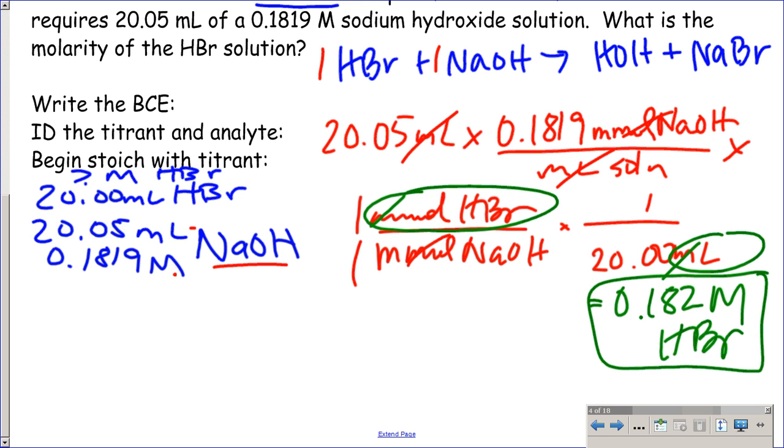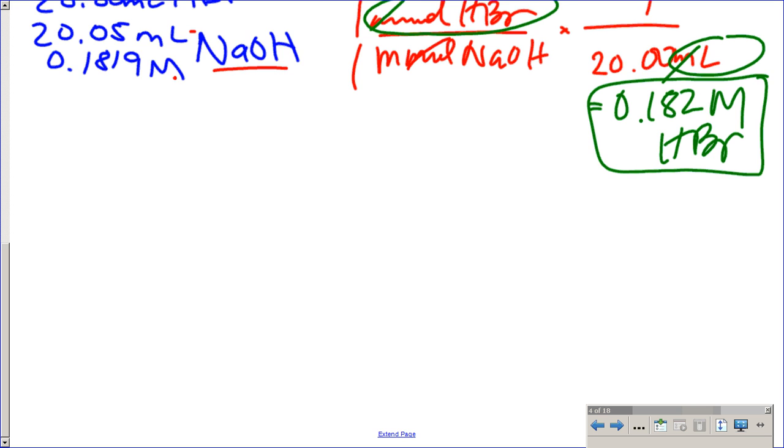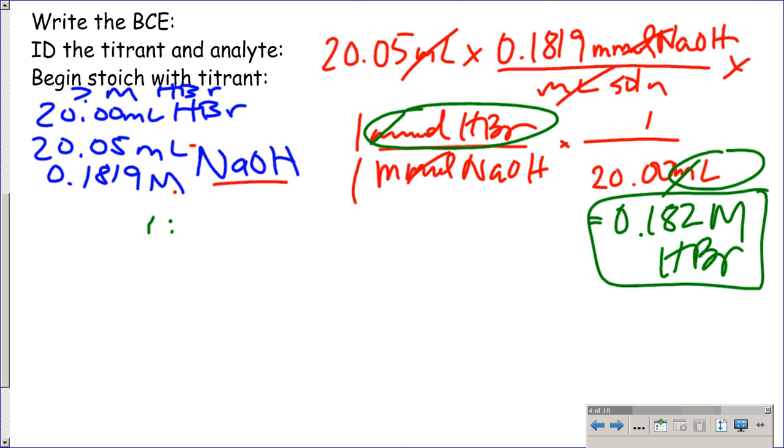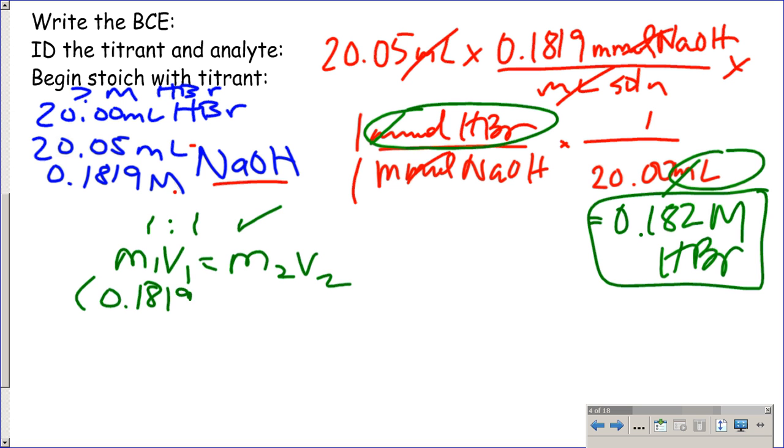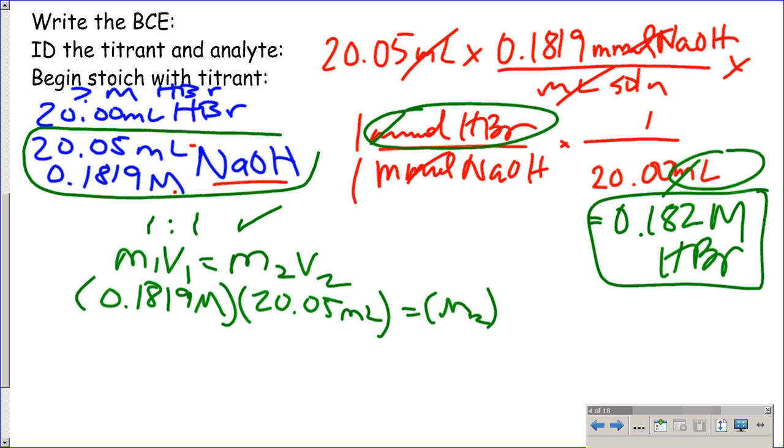So if you had done M1V1 equals M2V2, your problem would have come out exactly the same way. I'm just going to set that up real fast. The only reason you're allowed to do it here is because it's a 1-to-1 mole ratio. So you can use M1V1 equals M2V2. The molarity that's known is 0.1819 molar. The volume that's known is 20.05 milliliters. M2 is unknown, and the volume 2 is 20 milliliters because you have to keep this together and that together up there.